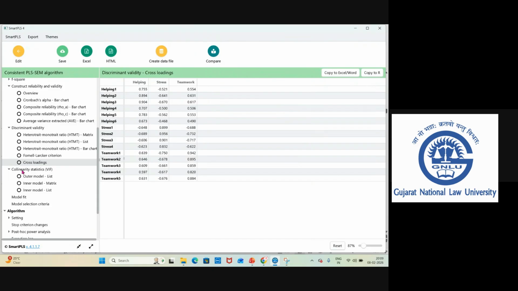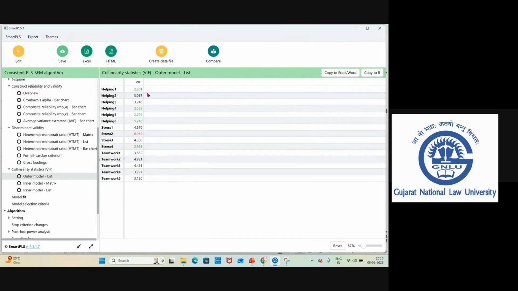We don't want to have multicollinearity. We just want to see whether there is higher correlation within the constructs. I'm looking at the outer model VIF values. Here our value should be less than 3.0, that is well and good, or at least less than 5.0. Now looking at the values here, I have 4.5, 6.05, 6.05, 4.9.